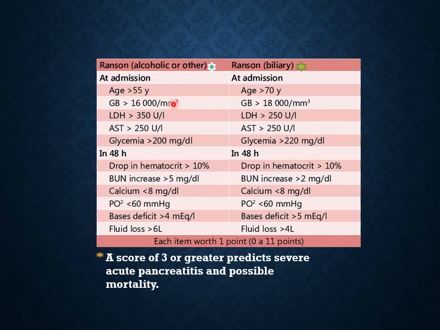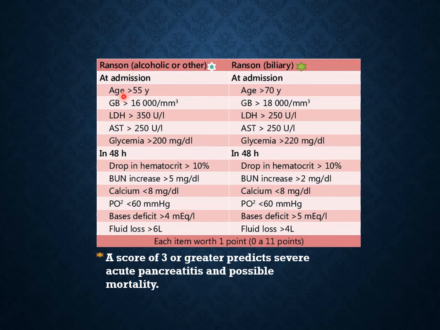This chart summarizes the parameters on admission and within 48 hours. Each of them has a score of 1 point, for a total of 11 points. A score of 3 or greater predicts severe acute pancreatitis. A score below 3 is considered mild pancreatitis.